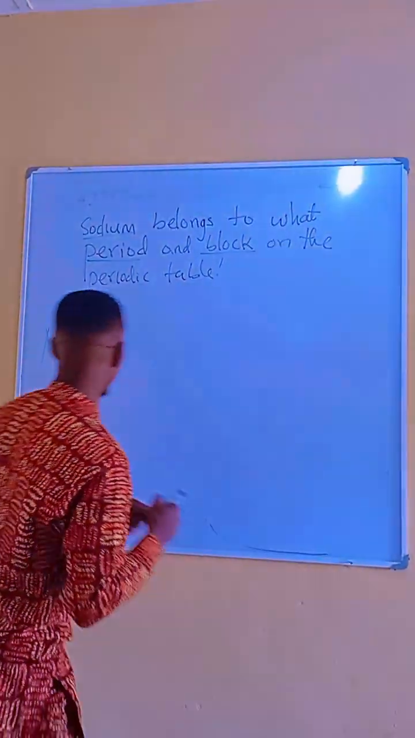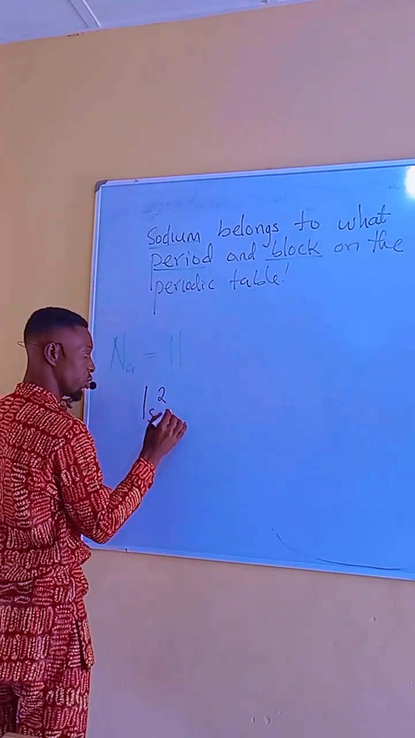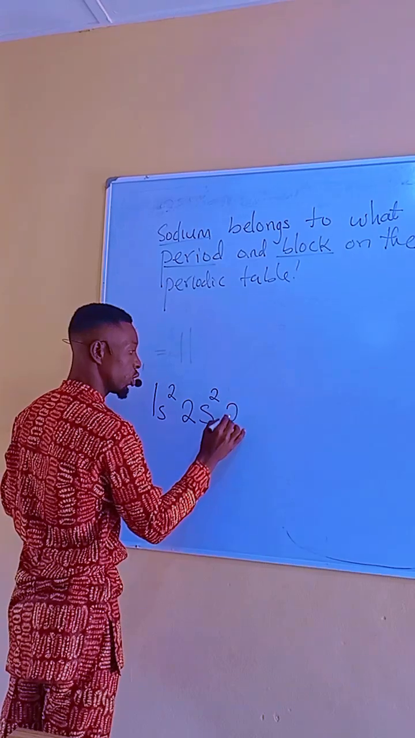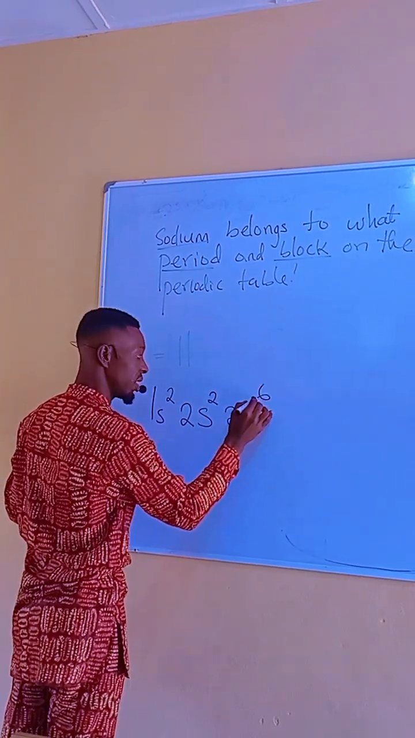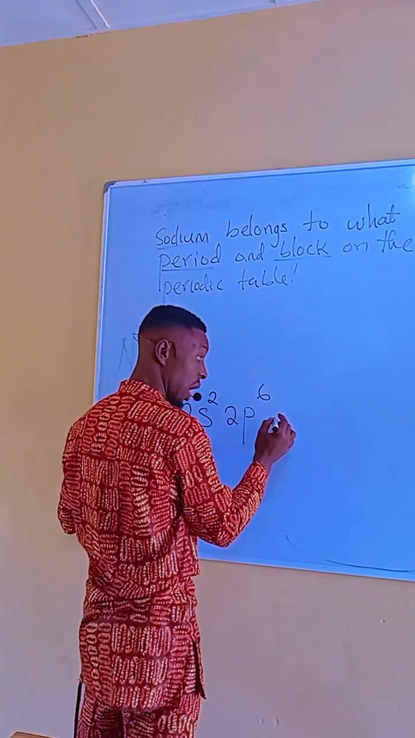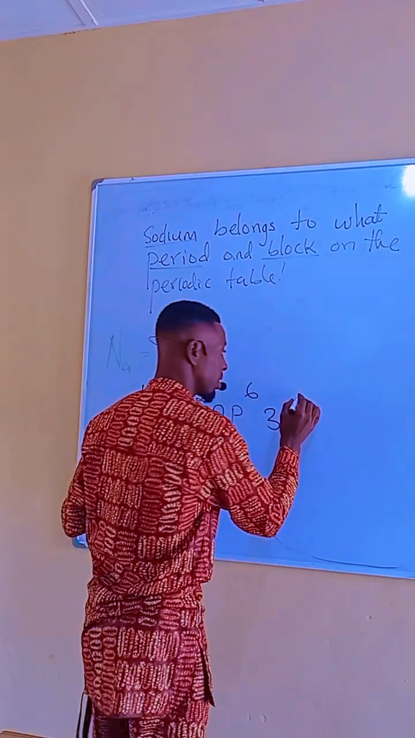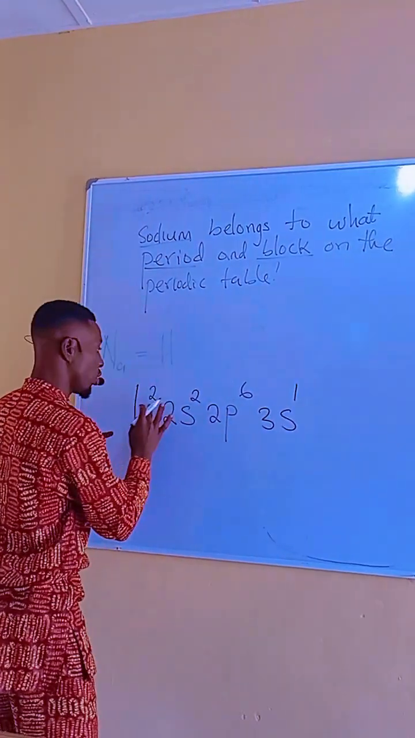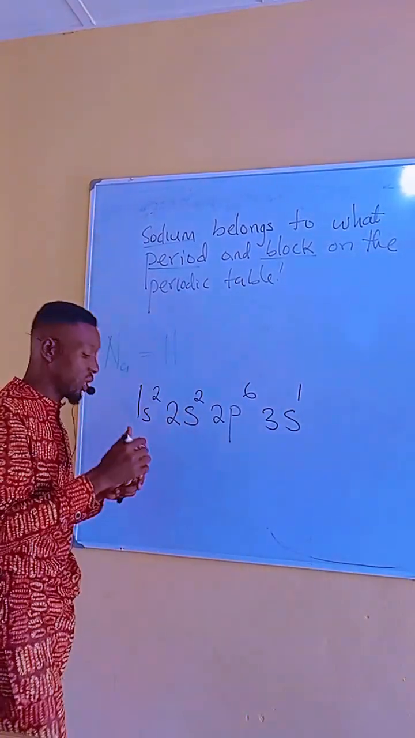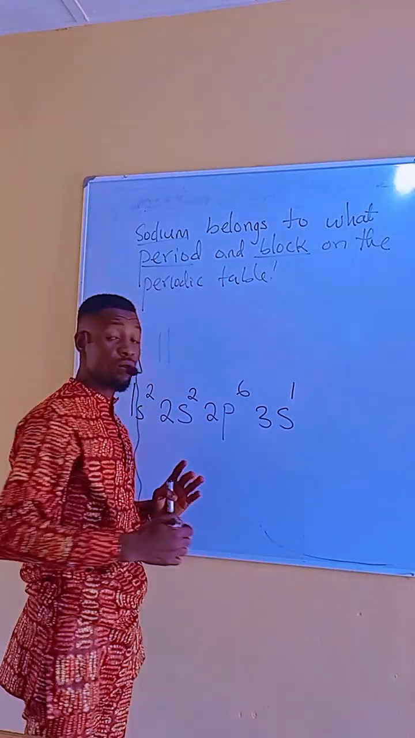Now let's take a look at the electronic configuration of sodium. It's going to be 1s2, 2s2, 2p6. From here to here, that is 10. And the next thing we're going to have is going to be what? 3s1. Because it's 2 plus 2, that is 4, plus 6, that is 10, plus 1, that is 11. Making up for 11 electrons. And we have followed the Aufbau principle in assigning this electronic configuration.